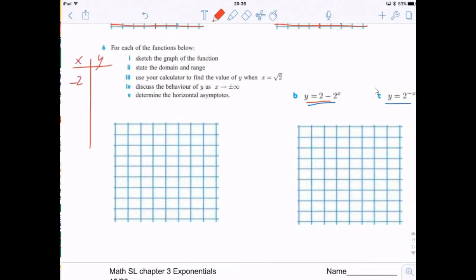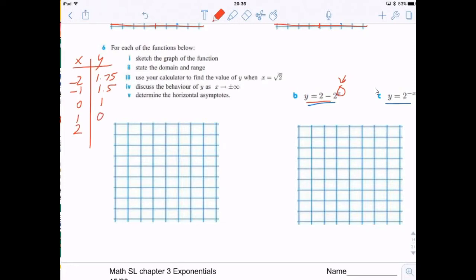and I'm going to graph -2, -1, 0, 1, and 2. So if I put -2 in there, I'm going to get 2 minus 2 to the -2. 2 to the -2 is 1/4. 2 minus 1/4 is 1.75. If I put -1 in there, I'm going to get 2 minus 2 to the -1, which is 2 minus 1/2. That's 1.5. If I put 0 in there, it's going to be 2 minus 1, which is 1. If I put 1 in there, it's going to be 2 minus 2 to the first. 2 minus 2 is 0.